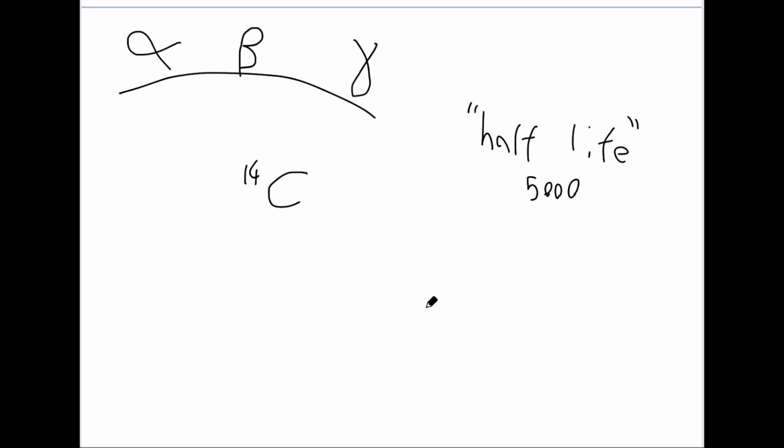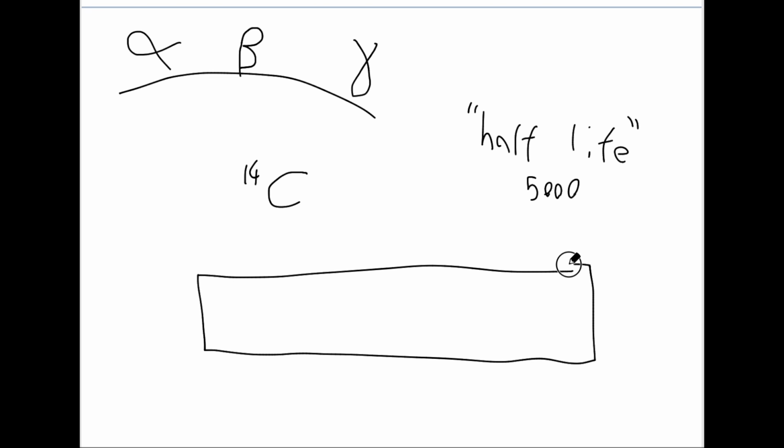So, for example, if you have 100 atoms of carbon 14, you know what? I'm just going to draw a bar. And let's say this is n atoms of carbon 14. So there are n atoms of carbon 14 in here. Now, let's say n is equal to 100. So there are 100 atoms of carbon 14 in here. So after 5,000 years, what do you expect by the title?